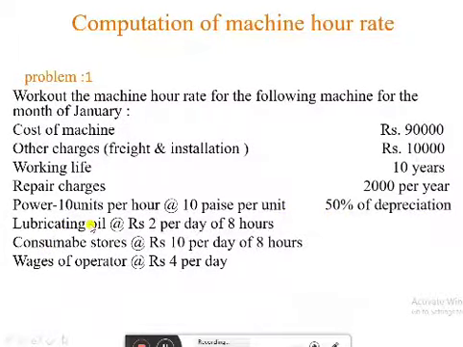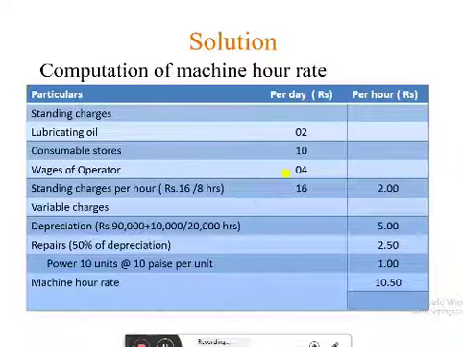Lubricating oil is 2 rupees per day of 8 hours. Consumable stores are 10 rupees per day of 8 hours. Wages of operator are rupees 4 per day. Now we'll move on to the solution.